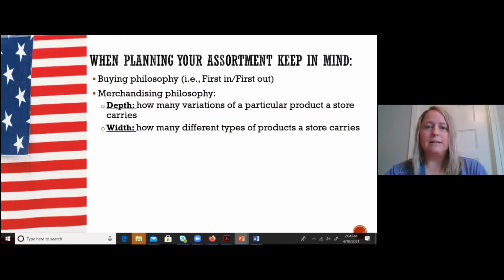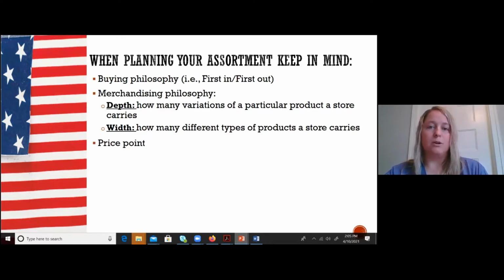So you also need to consider your buying philosophy. So do you have a first in, first out philosophy, which would be you want to be the first one into that market of that particular product, and then you're the first one to mark it down and out of it, and then on to the next trend? Or do you have a different type of merchandising philosophy, which would include things like depth and width? So are you a Target or a Walmart where you have a wide variety and a lot of assortment within each of those? So depth would be how many variations of a particular product you have, and width is how many different types of products the store carries.